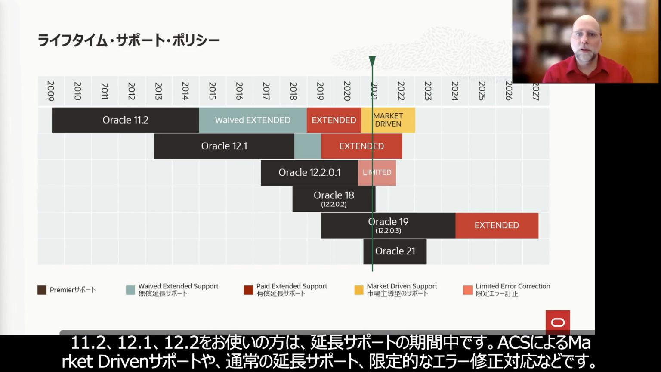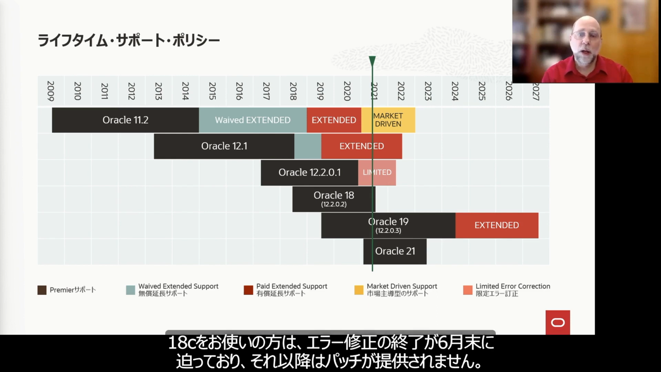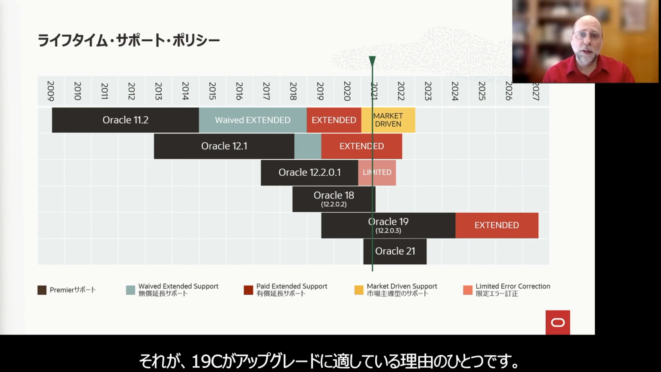Well, if you're on 11.2, 12.1, or 12.2, you're in a period of some type of extended support, whether it's limited error correction, their normal extended support, or market-driven support from ACS. If you're on 18c, you are fast approaching the end of error correction, after which point there will not be patches available. And that's one reason that 19c makes sense for your upgrade.